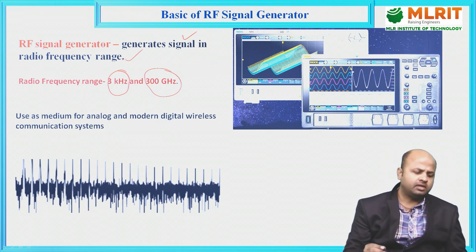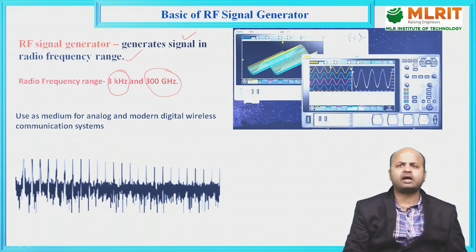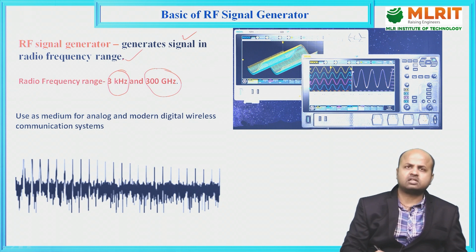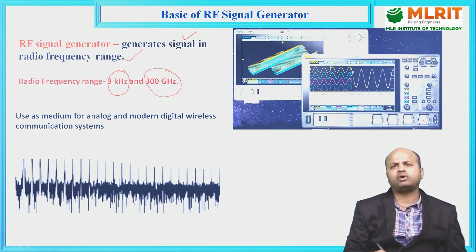As we know, it is widely used in analog and modern digital wireless communication systems. RF signals are widely used in communication systems because RF signals are generally of high frequency, and due to high frequency the antenna height is also less as compared to the longer wavelength range. Also, RF signals have less obstruction or propagation losses as compared to other frequency ranges. So the radio frequency signal generator is a very important tool for modern electronics. In the next slide, we can see the basic principle of the RF signal generator.